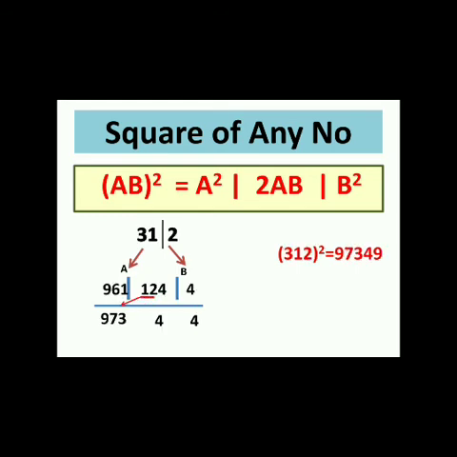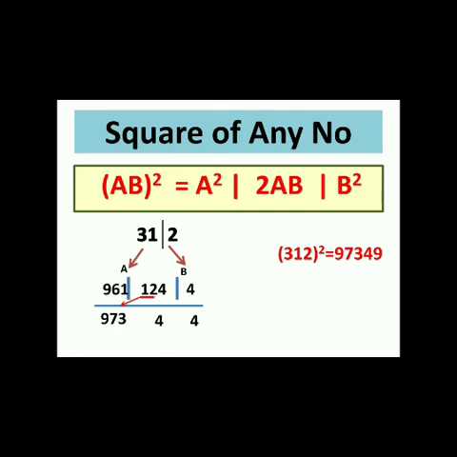Now we have taken a 3-digit number, that is 312. So again my last digit, that is 2, becomes B and the remaining digits, 31, become A. So what am I going to do? I will write the square of 2, that is 4. Then 2AB will be 31 into 2 into 2. So that is 124. 31 into 2 is 62, 62 into 2 is 124.